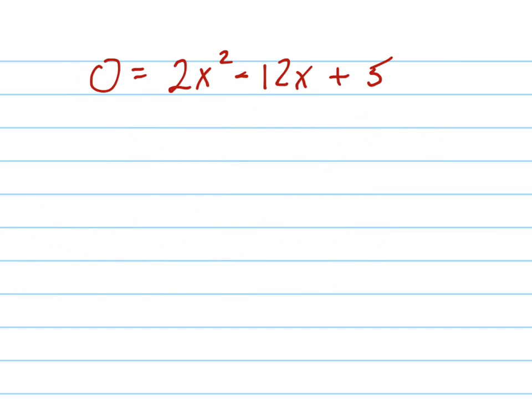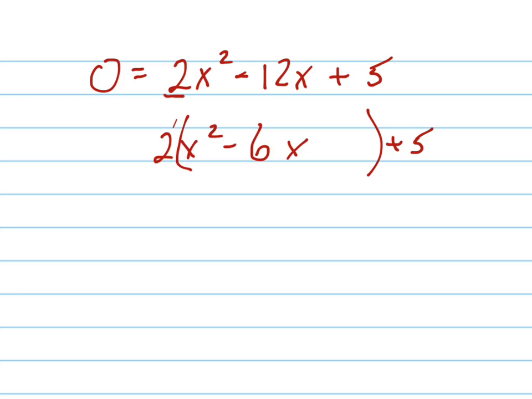Let's try another example, a little bit more difficult, or maybe not more difficult, but a little bit different. So again, I'm going to take the 2x squared out. You'll notice this is different because I have to factor out, should have done this first, I have to factor out the 2.